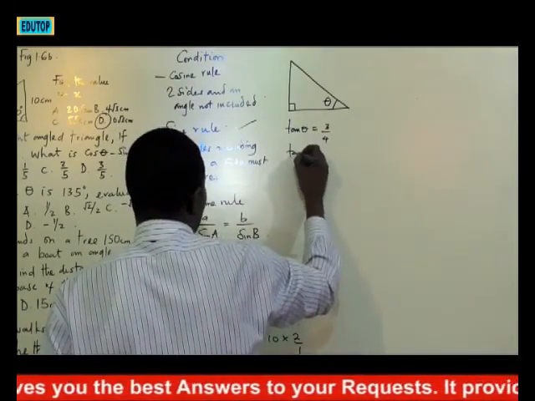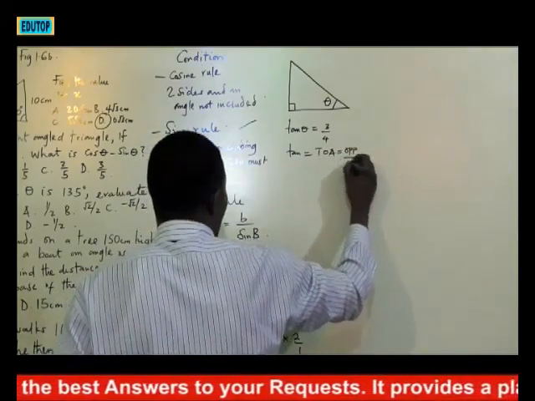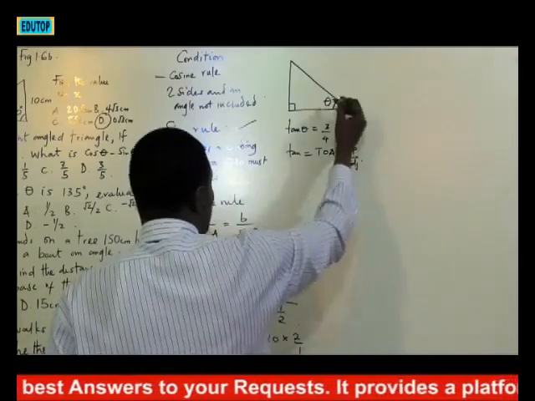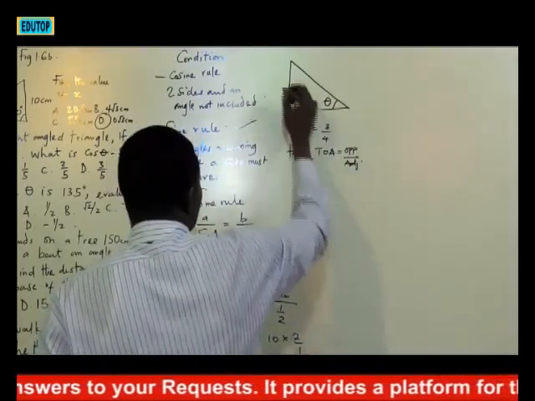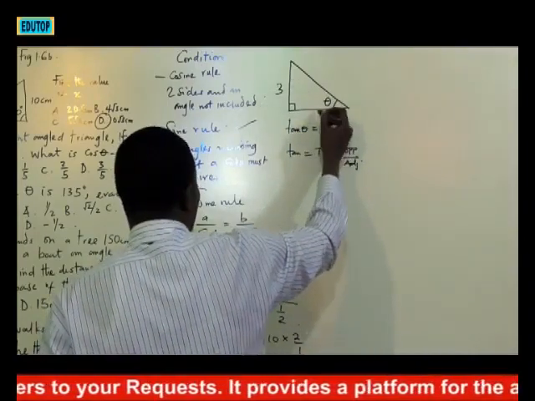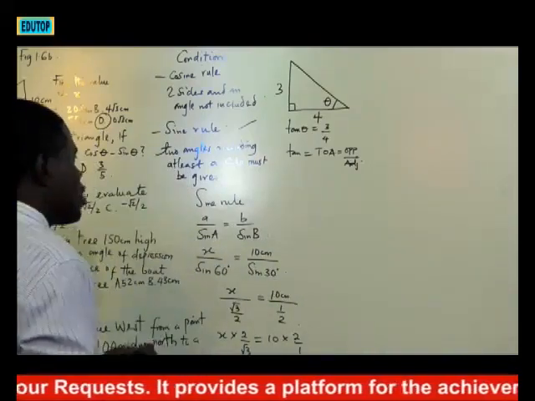What is tan? Tan means TOA. TOA means what? Opposite over adjacent. So in this situation, to this angle, this is the opposite. And what is our opposite? 3. To this angle, this will definitely be the adjacent. And this is the hypotenuse.